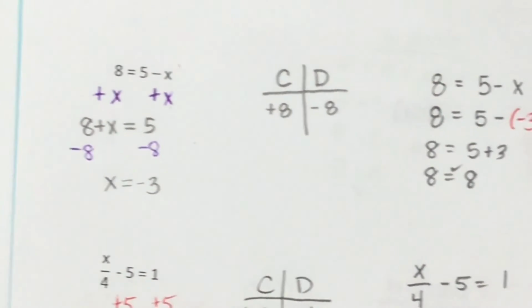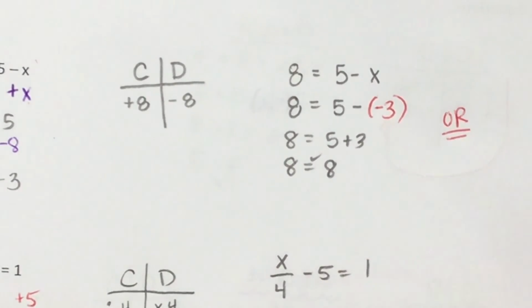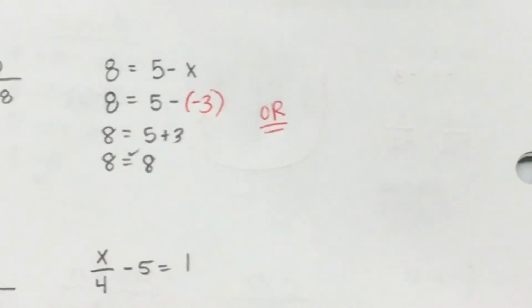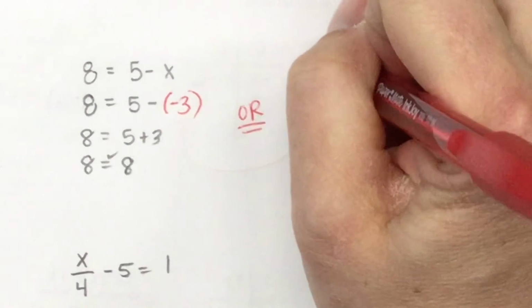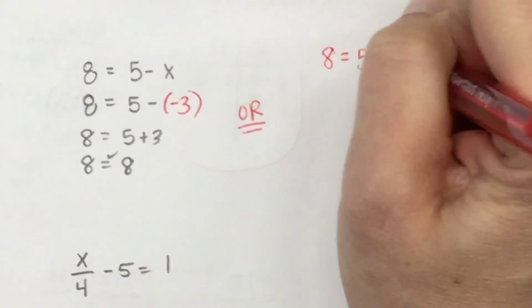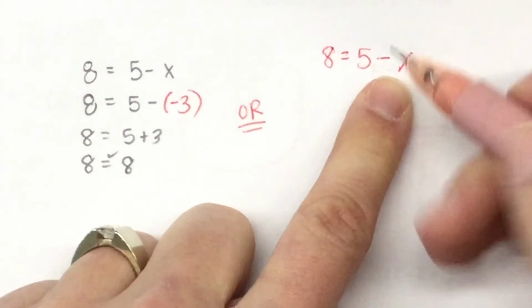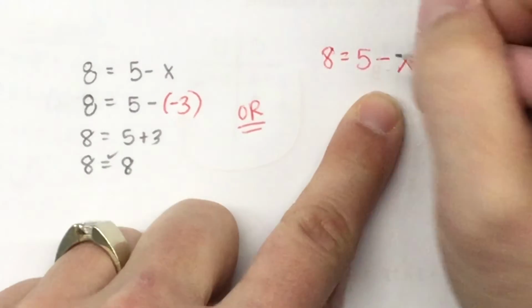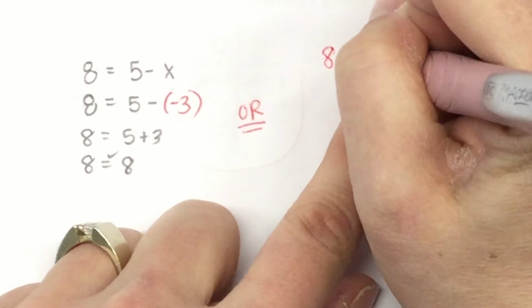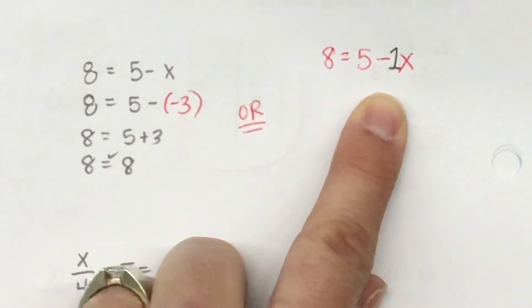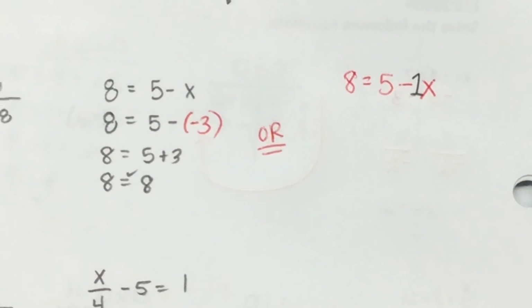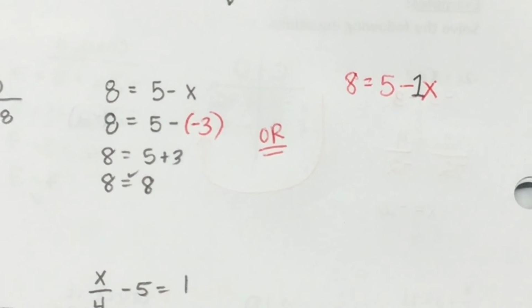Or, this is me checking it. Or, let me write this out. 8 equals 5 minus x. This is the option that lots of you chose. We work with the negative x, but if we do that, we have to recognize that negative x is the same thing as writing negative 1 times x, which is an easy thing to miss, an easy thing to forget.